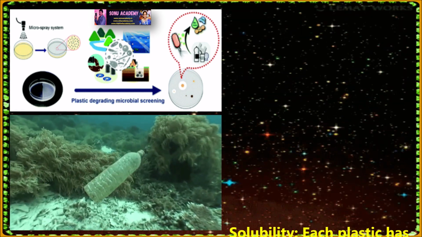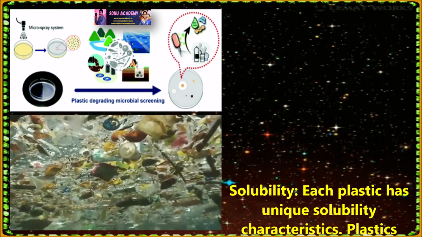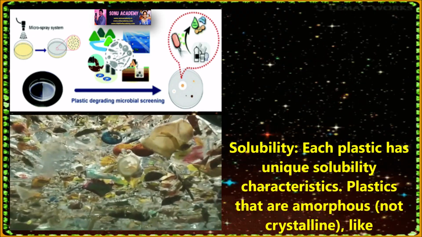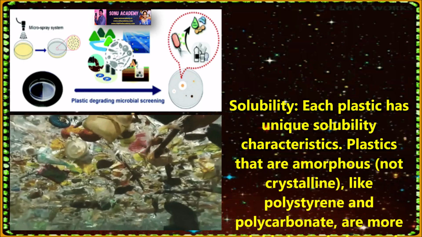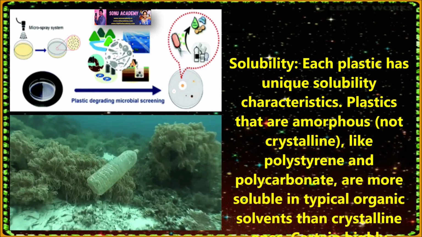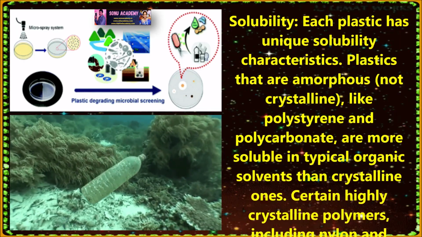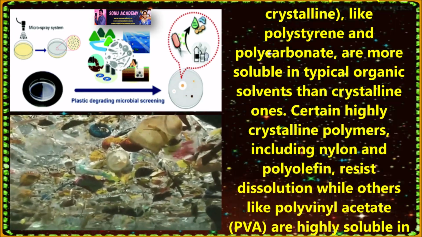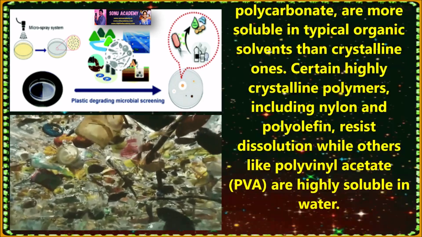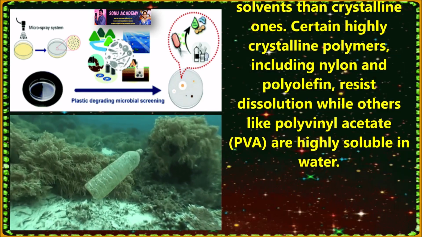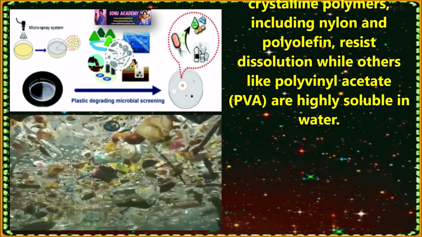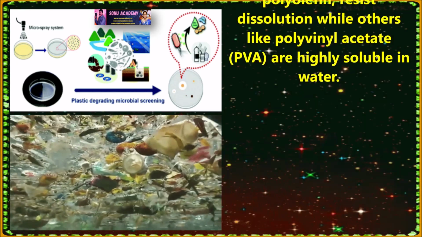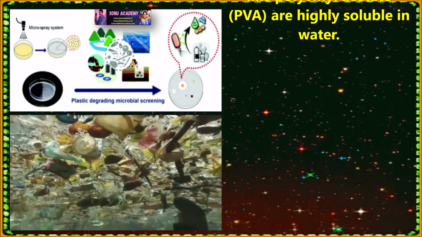Solubility. Each plastic has unique solubility characteristics. Plastics that are amorphous, like polystyrene and polycarbonate, are more soluble in typical organic solvents than crystalline ones. Certain highly crystalline polymers, including nylon, resist dissolution, while others, like polyvinyl acetate, are highly soluble in water.